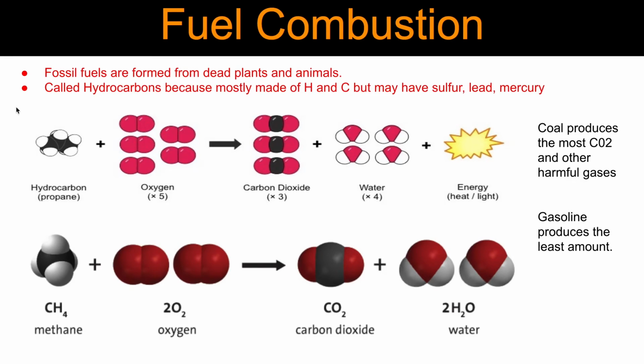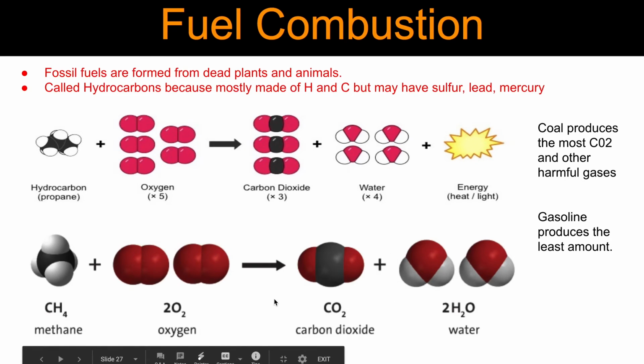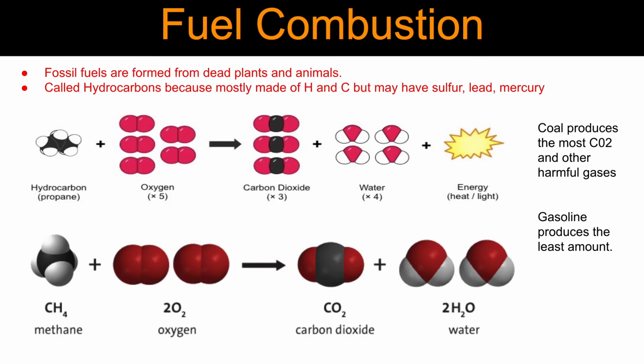Anyway, hydrocarbon here breaks up into carbon dioxide, which we know is not good for the environment, and into water, and too much water vapor in the environment isn't good either. It affects our climate. Coal produces the most CO2 and other harmful gases. Here in Alberta, we have to be careful to process that gas and make it safe to put back into the environment. We have methane and oxygen here, and when we have that fuel combustion, it releases CO2 gas, which we know is bad, and water, H2O, which actually isn't safe either.